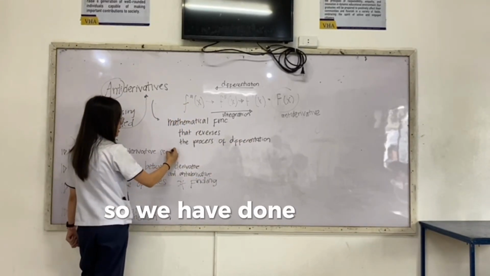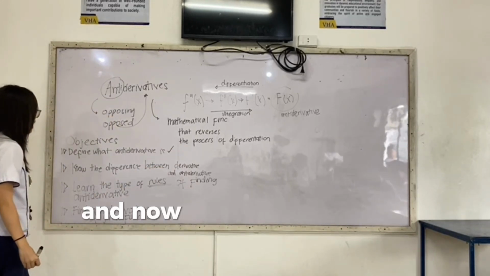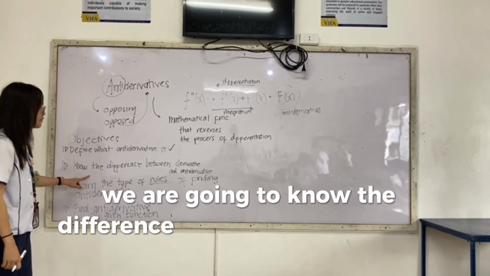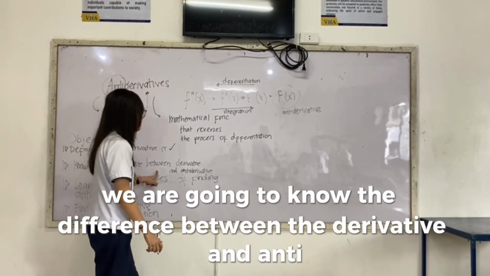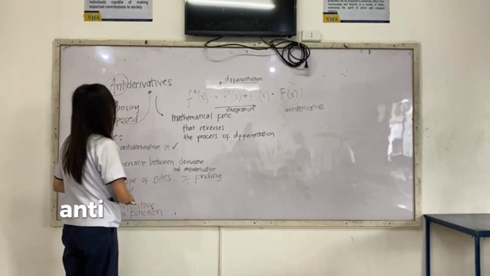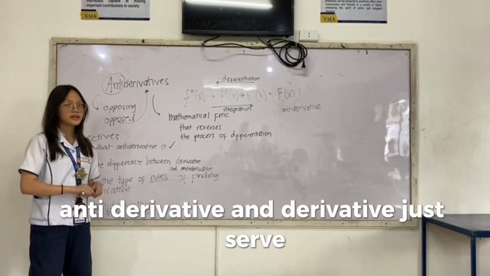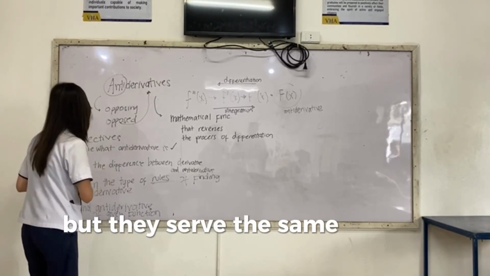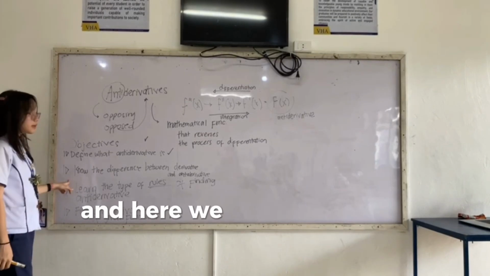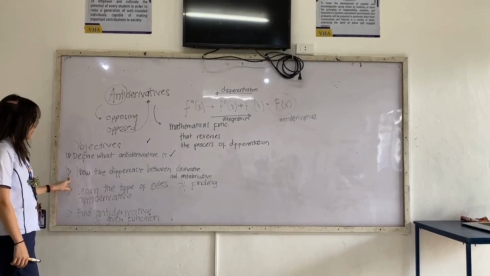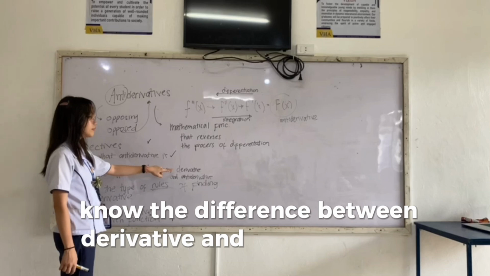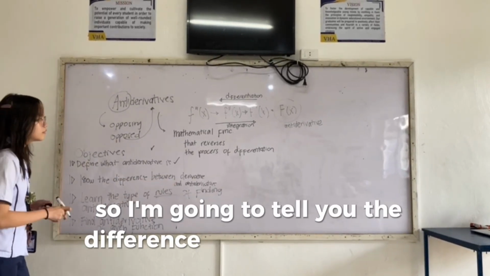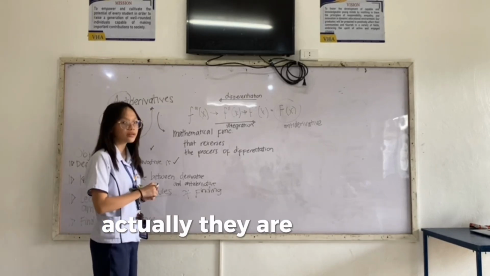So we have done our first objective, and now let's move on to our second objective. We are going to know the difference between derivative and antiderivative. Antiderivative and derivative are just two opposites actually, but they serve the same function. I'm going to tell you the difference between both of them. Actually, they are very close.